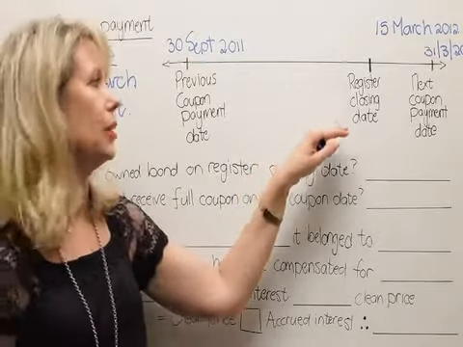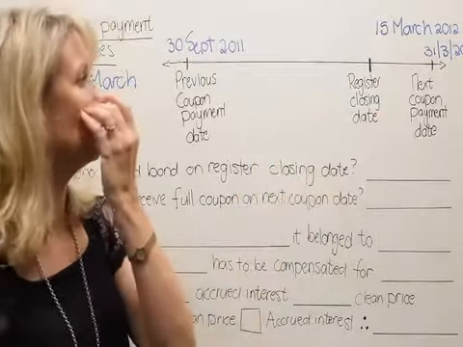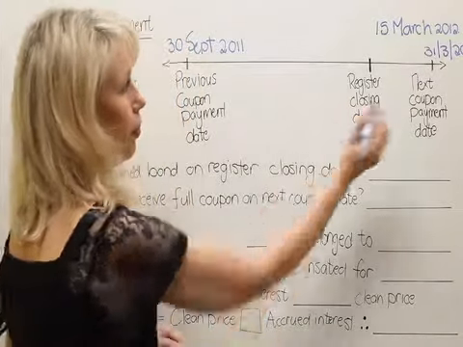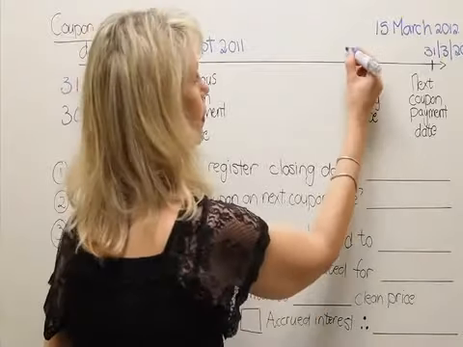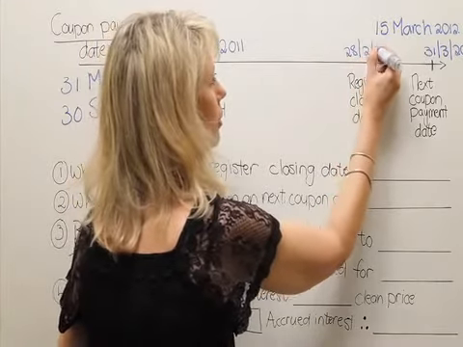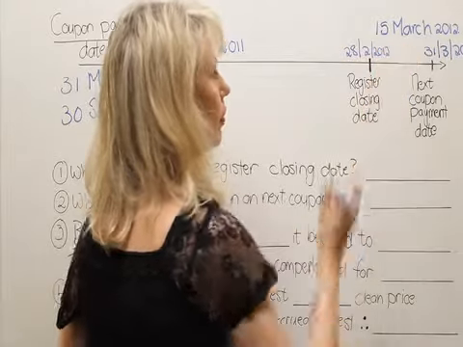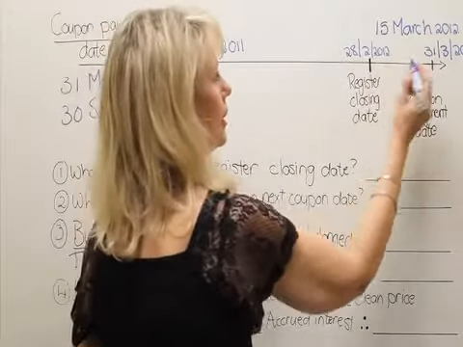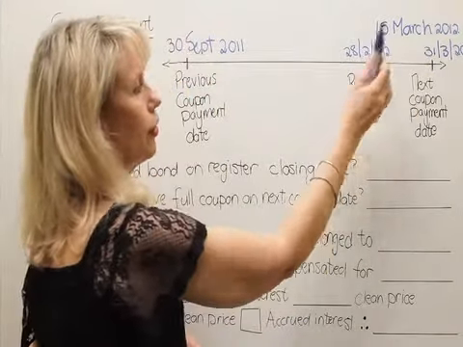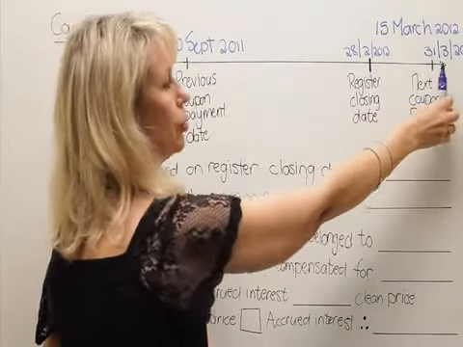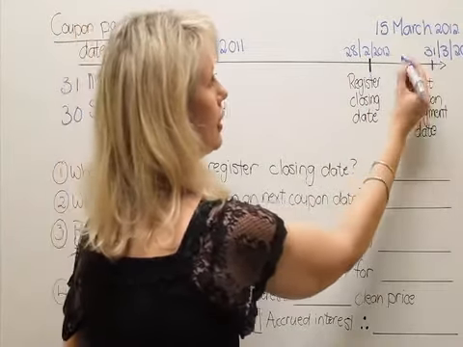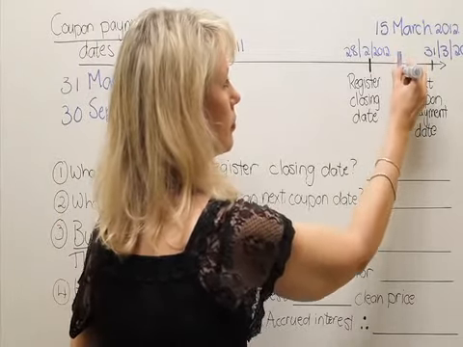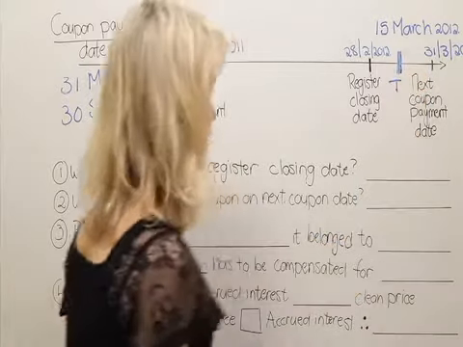The register closing date preceding the next coupon payment date also has to be indicated, and that will be 1 month before the next coupon payment date. So that will be the 28th of February 2012. Right, and now we can also indicate the transaction date on the scheme. The transaction date will be after the register closing date, but before the next coupon payment date, the 31st, so it will fall somewhere here. That is the transaction date.